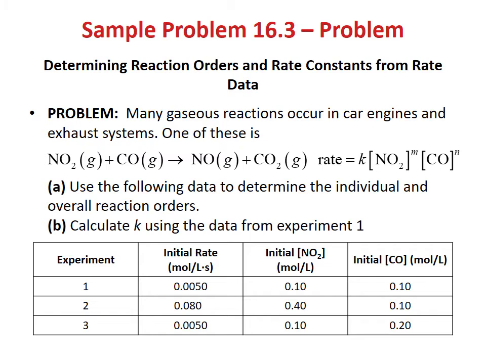Sample problem 16.3. This question is about this reaction, and the rate law is here. The goal in part A is to find m and n, and in part B, we need to find k. From the last sample question, we already know how to find m and n. We need to compare experiments 1 and 2, and 1 and 3, to find m and n, and then we'll choose one experiment to find the k.